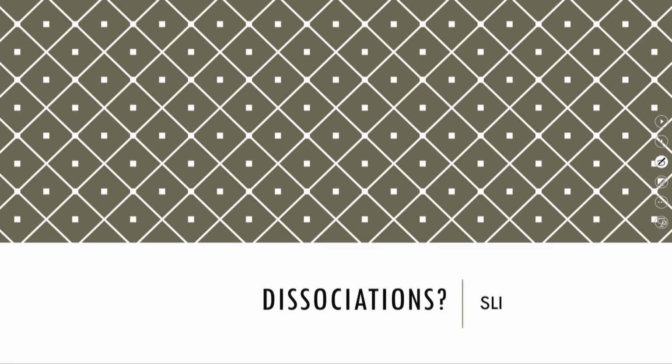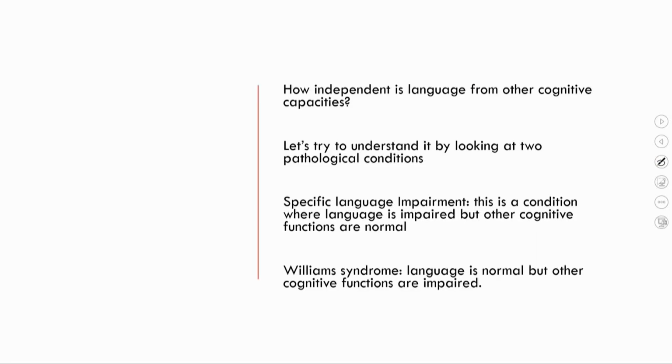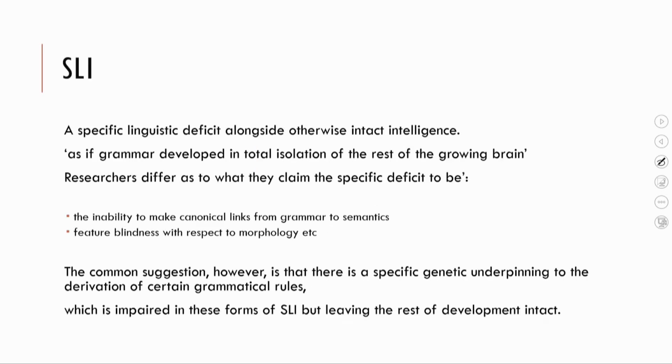So, with this background in place, now let us look at whether we have a dissociation between cognitive and linguistic disorders or not. We will start with SLI, which is specific language impairment. How independent is language from other cognitive capacities? Let us look at specific language impairment, which we briefly discussed some time back.